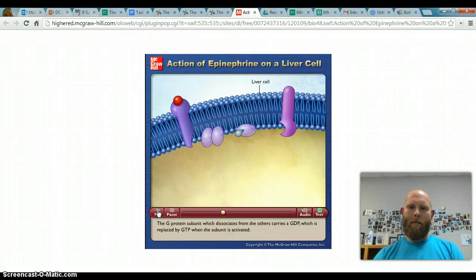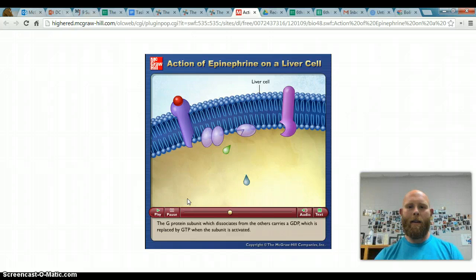The G protein subunit which dissociates from the others carries a GDP, which is replaced by GTP when the... Okay, GDP, GTP, those are both energy storing molecules, very similar to ATP and ADP, which you may be more familiar with. So on a biochemical level, GTP is very, very similar to ATP, and GDP is a lower energy version, similar to ADP. So again, this is the higher energy version, just like ATP. This would be the lower energy version, just like ADP. It has one less phosphate.